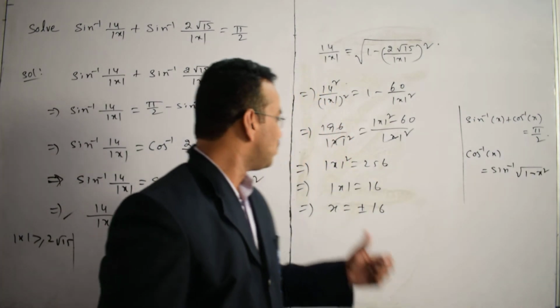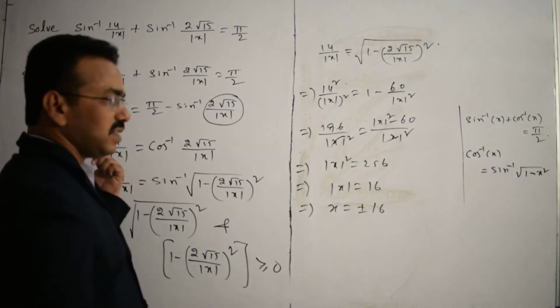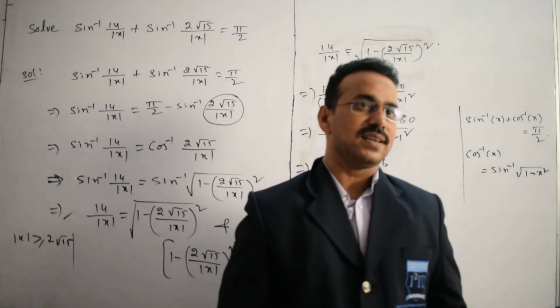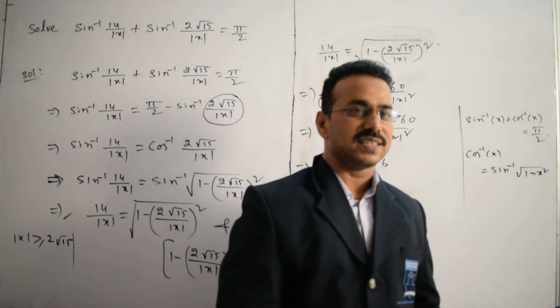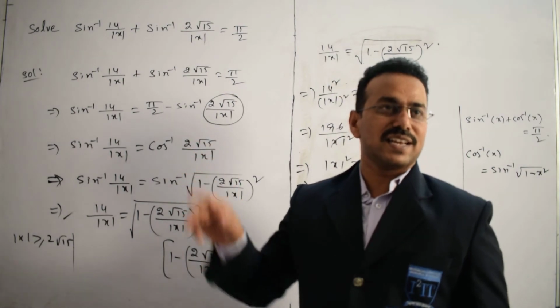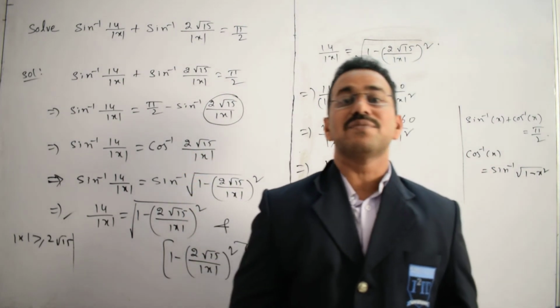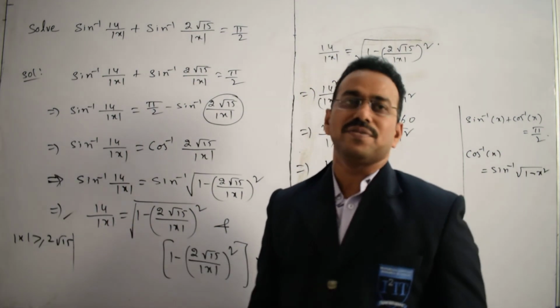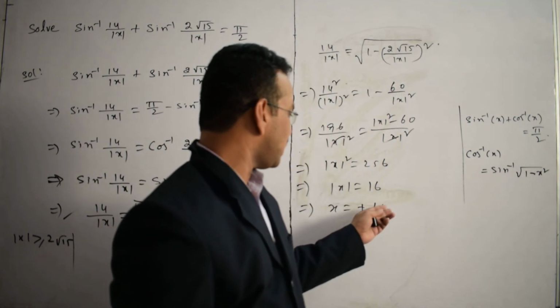After equating both the sin inverse, means after eliminating the sin inverse, we will get one equation in terms of mod x, and at the same time we got a constraint, means there is a square root of some expression which should be greater than or equal to 0. From that we decided the set of values of x, and finally we calculated the value of x, that is x equals plus or minus 16.